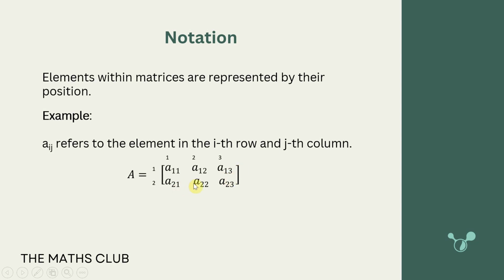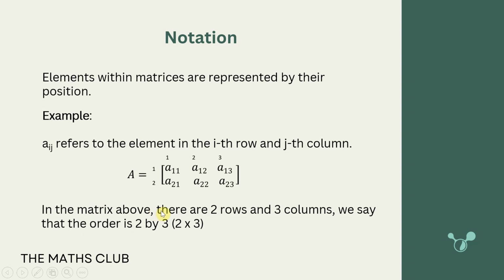Same thing too for this one. This one here is in row 2 and column 2. That's why we call it A22. If you notice, the individual elements inside are written with small letters, but the name of the matrix is a capital letter. In the matrix above, there are 2 rows. You agree with me? There are 2 rows and then there are 3 columns. We can say that the order is 2 by 3.